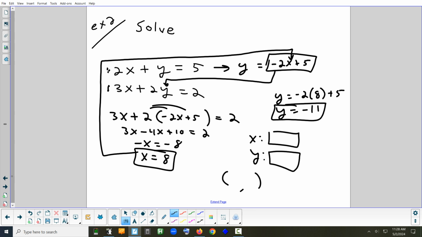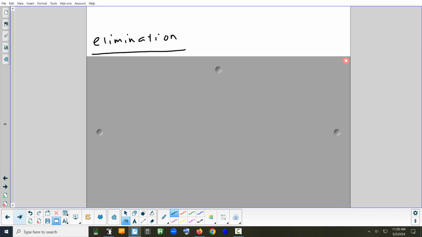So if I was teaching substitution in Algebra 1, that's probably the first one I would have done. I wouldn't have done the quadratic first. But we should be pretty comfortable with either one of those. All right, elimination.